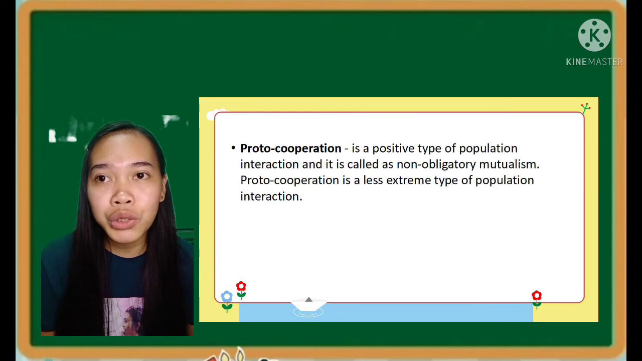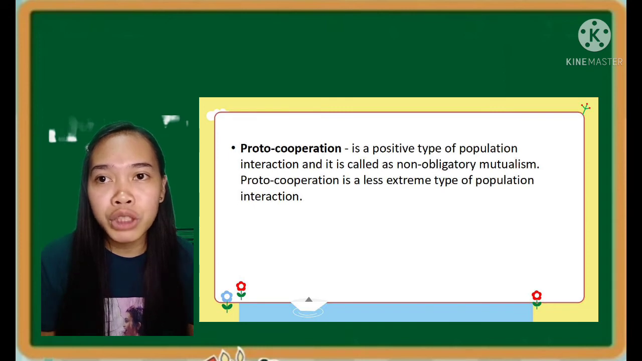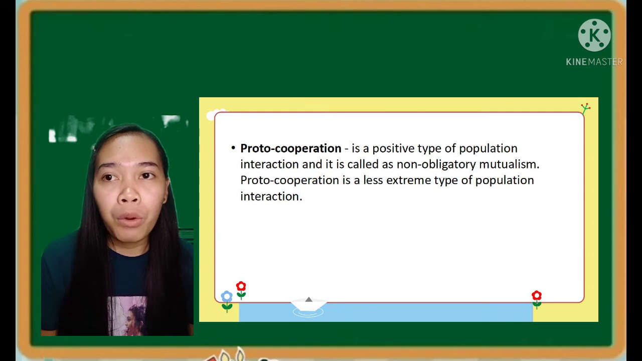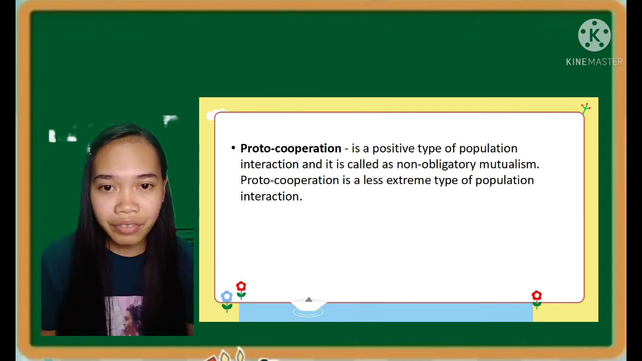Proto-cooperation is a less extreme type of population interaction. In proto-cooperation, two species interact favorably with each other, though both of them are able to survive separately. It is a temporary association where both the interacting partners get benefited.